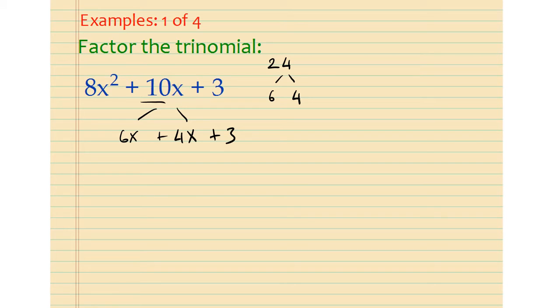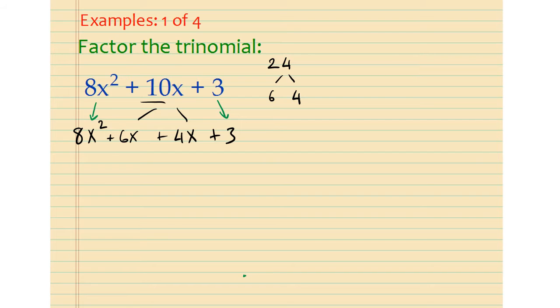We still have our plus 3, we still have our 8x squared. Those didn't have any changes, we just copied them down. Everything on the first row is equal to everything on the second row. We just separate the 10x into a 6x and a 4x. Because this 6x was a positive 6x, I will put a plus sign in front.